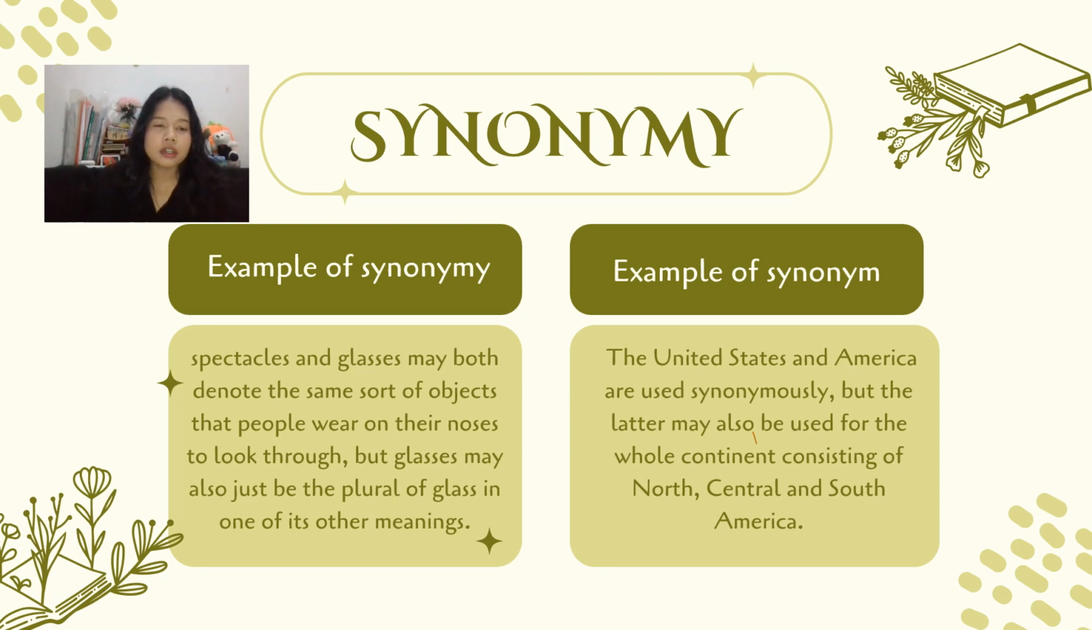For example, spectacles and glasses may both denote the same sort of objects that people wear on their noses to look through. But glasses may also just be the plural of glass in one of its other meanings. So they have the same descriptive meaning, but they differ in expressive meaning.